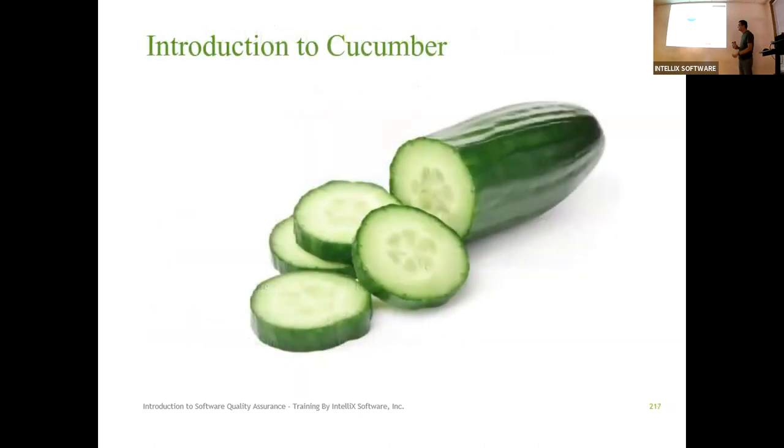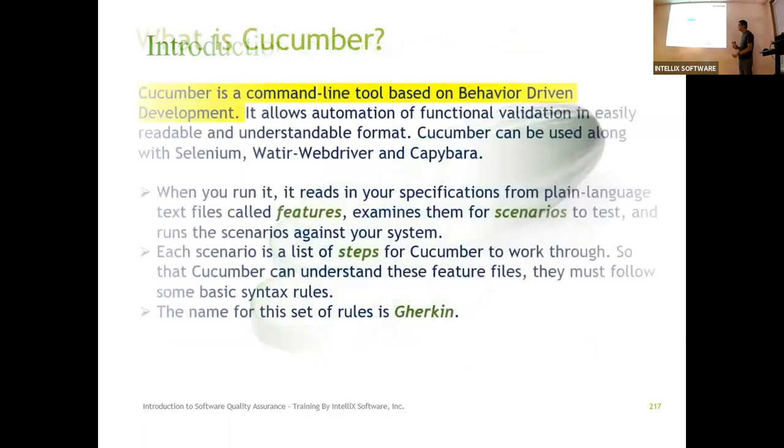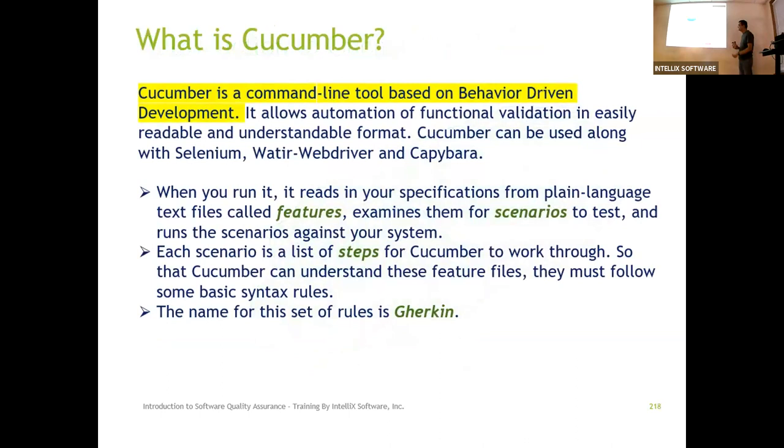So Cucumber, right? Obviously, it's not a food, it's a tool. It's a command line tool for BDD, or behavior-driven development testing and so forth, okay? So the tool will read your acceptance test and then execute it and hook up whatever programming language and code that you wrote and start automating it. I'm just going to go quickly on this.